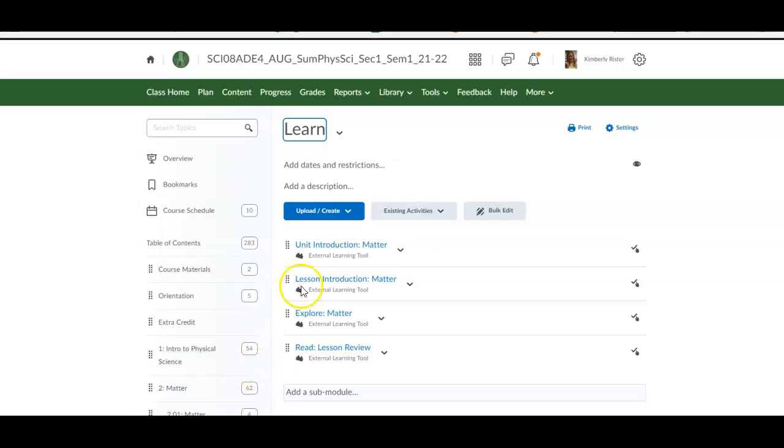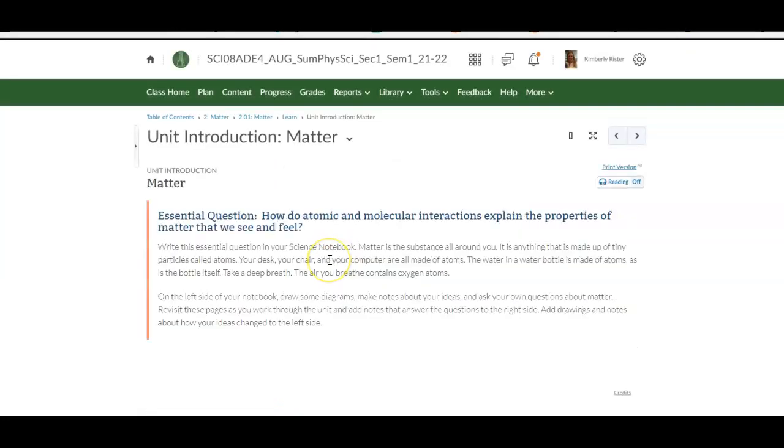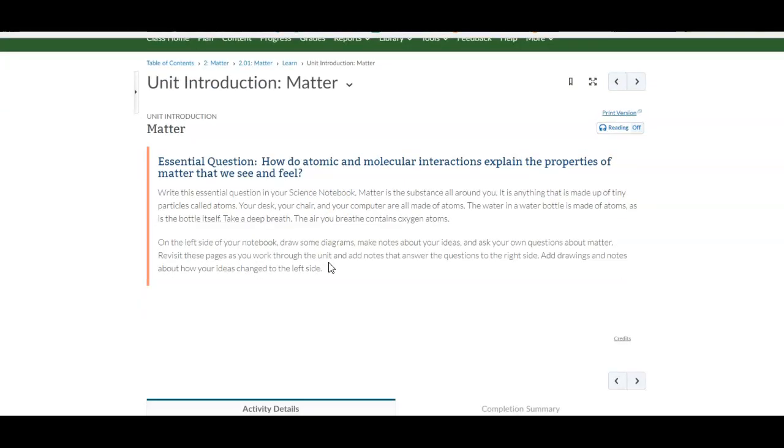So as we get into the new unit, we get a unit introduction. We're covering matter. So the essential question, things that we're looking at, is how do atomic and molecular interactions explain the properties of matter that we see and feel? So this gives you some essential questions to write in your science notebook.